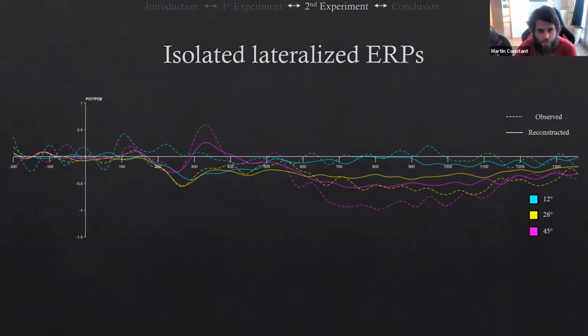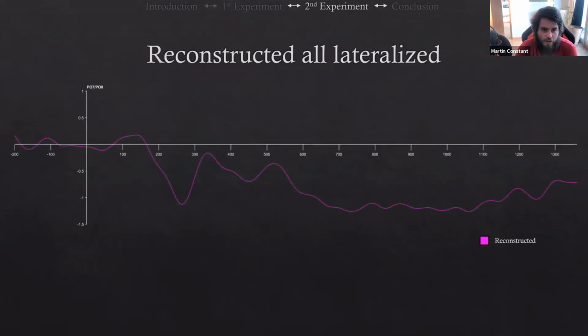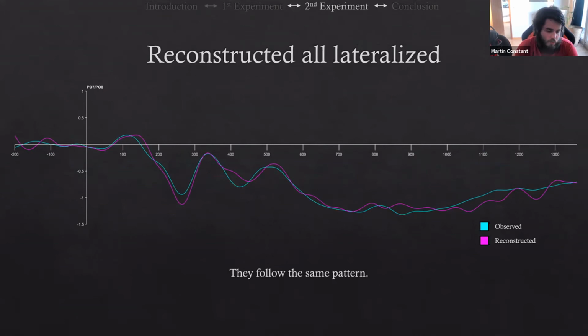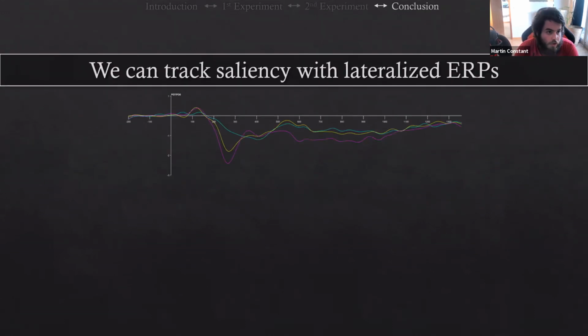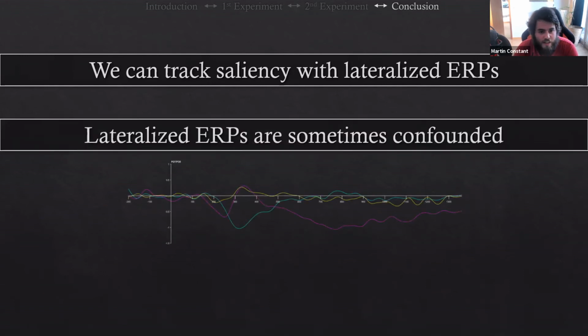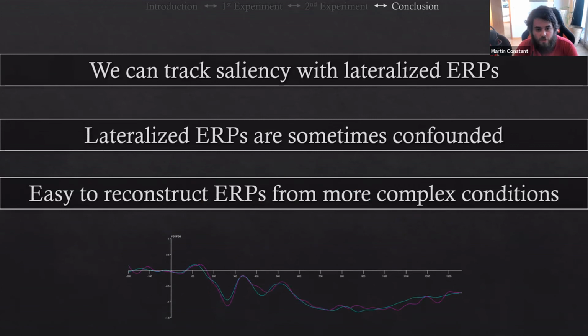It's a bit more noisy in the observed ERPs because there were fewer conditions averaged together, but the pattern is roughly the same. And to further validate this, we added all the conditions together to try and reconstruct all lateralized ERP. And this is what we found. If we compare it to the observed ERP from when all the targets were lateralized, the pattern is again strikingly similar. So the conclusion is that we can track saliency with lateralized ERPs, but that lateralized ERPs can sometimes be confounded, especially when targets are present on both sides of the display. Luckily, it seems easy enough to reconstruct ERPs from more complex conditions using simple math.